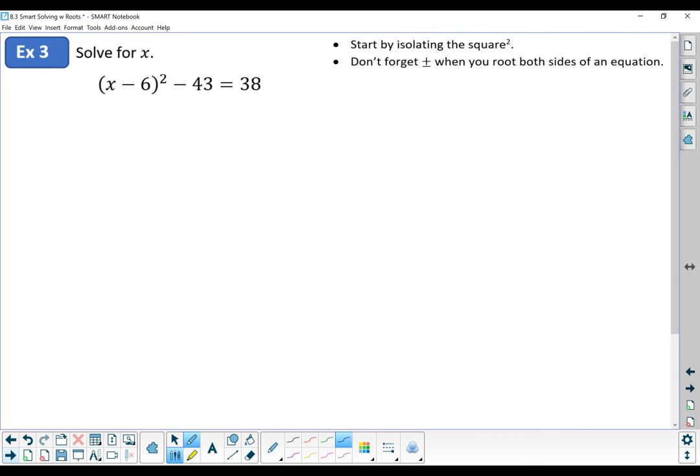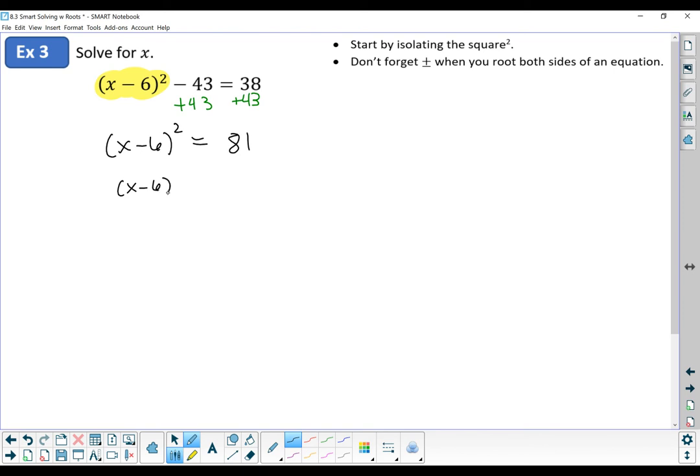All right, one more of these to try out. So we have x minus 6 squared minus 43 is equal to 38. So our square is right here. We're trying to isolate that. So we're going to add 43 to both sides of our equation. x minus 6 squared is equal to 38 plus 43, which is 81.